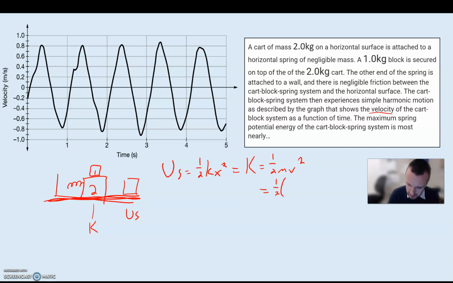1/2, the mass is going to be 3. That's because there's a 2 kilogram cart with a 1 kilogram block on top of it for a total of 3. Now, V, you're saying, where are we going to get that from? Think about what this graph is showing. It's a graph of velocity, right? It says that our maximum velocity is 0.8 meters per second.